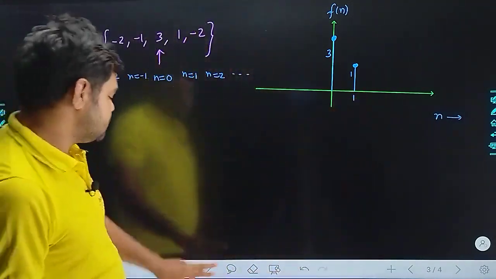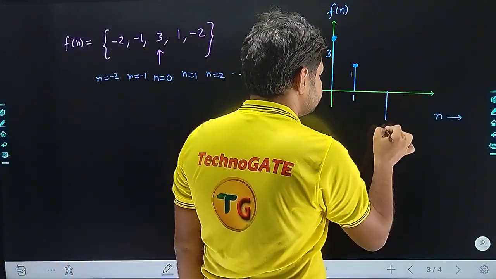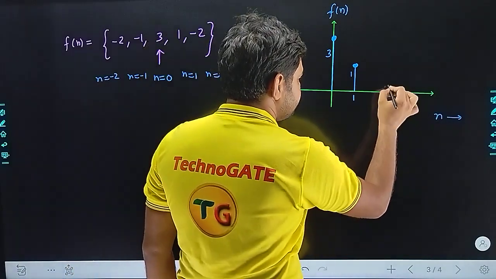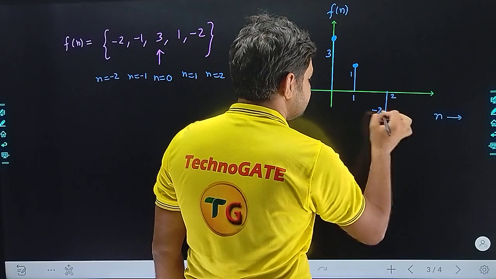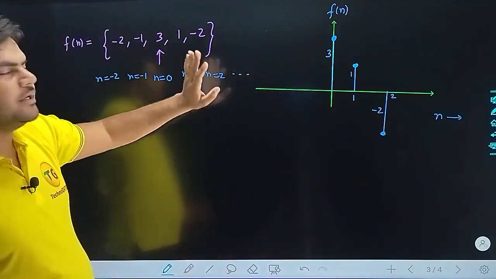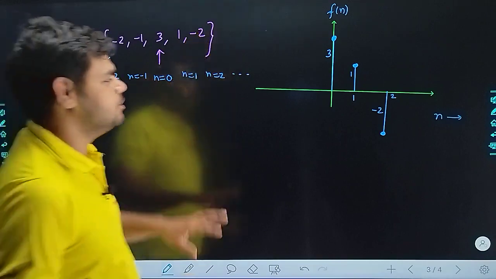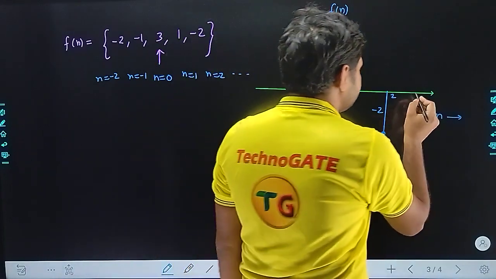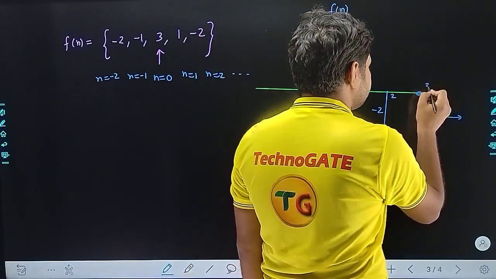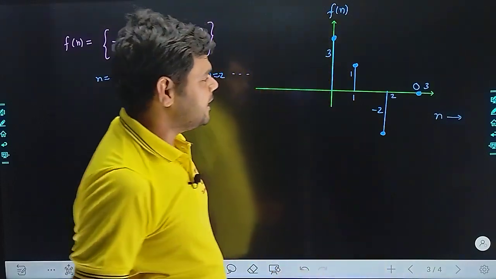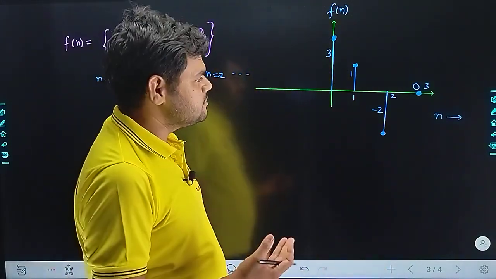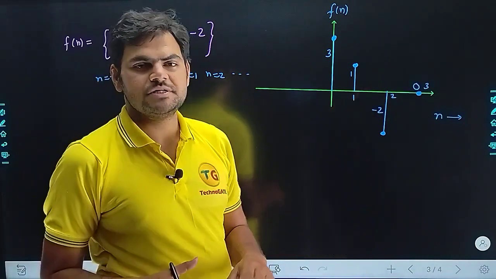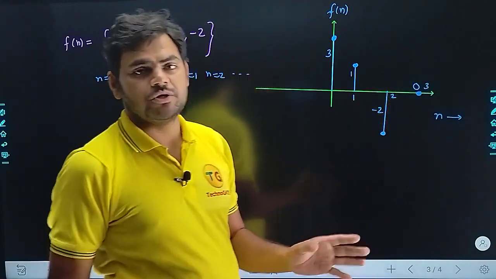For n is equal to 2, sample value is -2. For n is equal to 2, this sample value is what? -2. And for n is equal to 3, here we have just mentioned the non-zero samples. Particularly, we mentioned the samples that have significance. Now for n is equal to 3, definitely you will say the sample value is 0. For n is equal to 4, sample value is 0, n equal to 5, 6, 7, 8, 9. You may take any n value here. For all those, sample values are 0, of course.